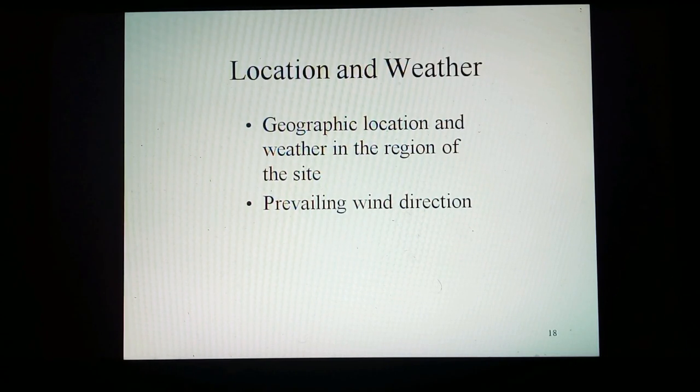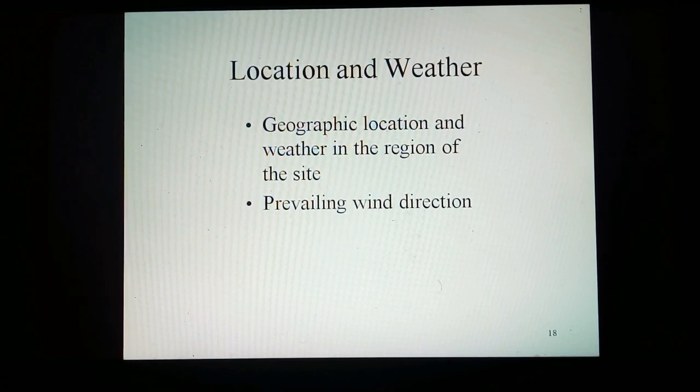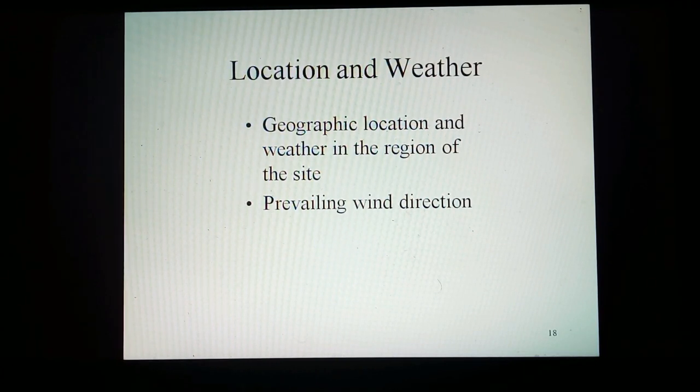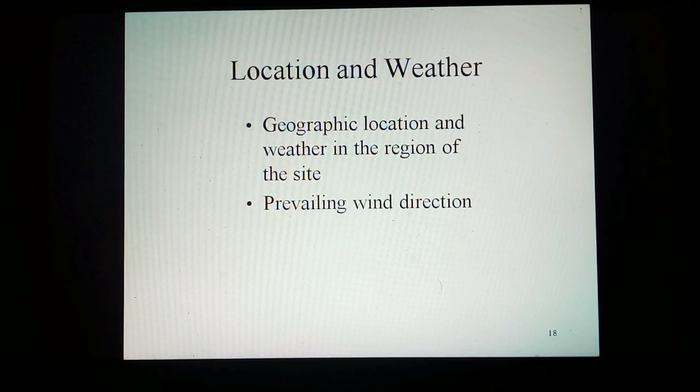Location and weather. The plant layout shall be arranged in consideration of geographic location and weather in the region of the site where the prevailing wind is defined. The administration and service facilities and directly fired equipment, etc., shall not be located downwind of process units and storage tanks, etc.